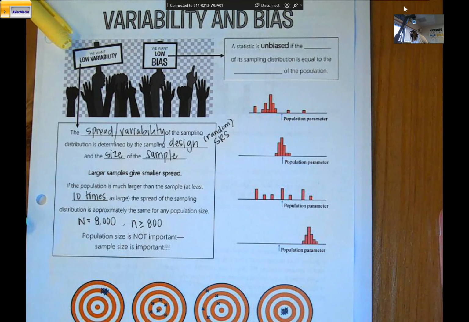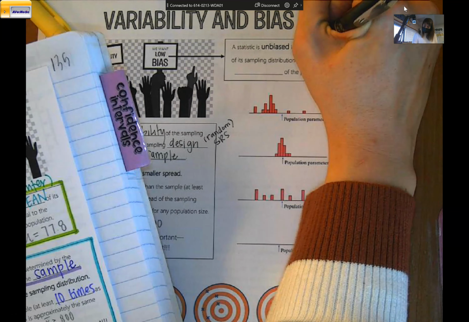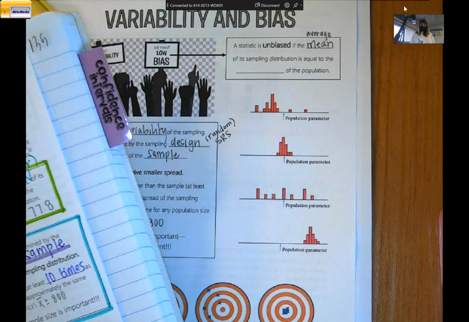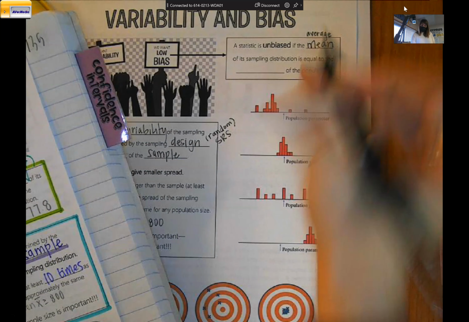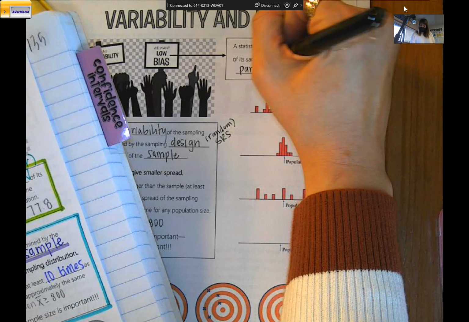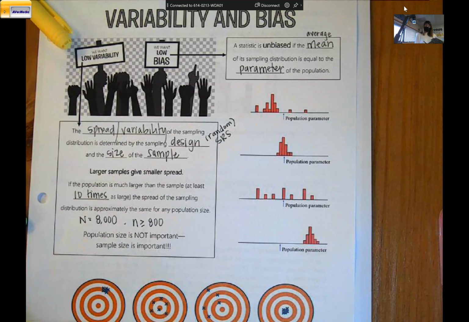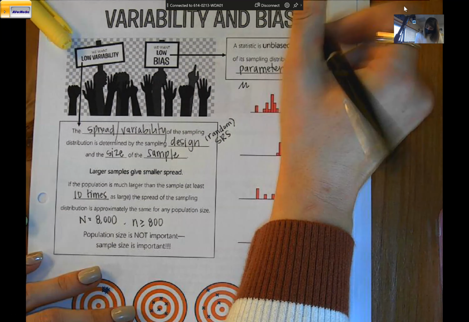So a statistic is unbiased if the mean, remember this is the same as average, if the mean of its sampling distribution is equal to the parameter of the population. So what we're saying is mu.